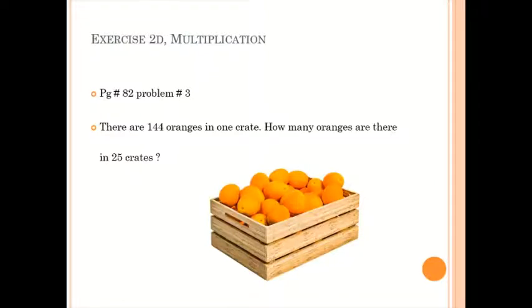Page number 82, problem number 3. There are 144 oranges in one crate. How many oranges are there in 25 crates? See, here cost is not given. They are giving you that there is a crate, meaning a box, and in that crate there are 144 oranges. If you have 25 such crates, how many oranges will be there? The total number of oranges in 25 crates, that you will calculate. With the help of this, you can decide that you will solve this word problem by multiplication.